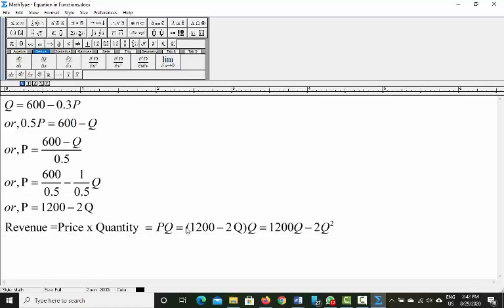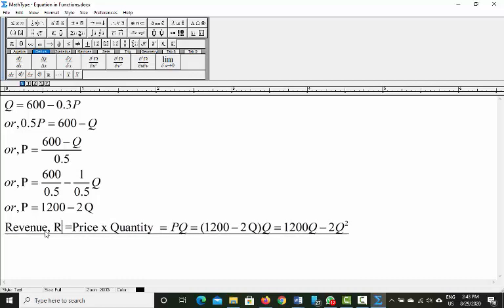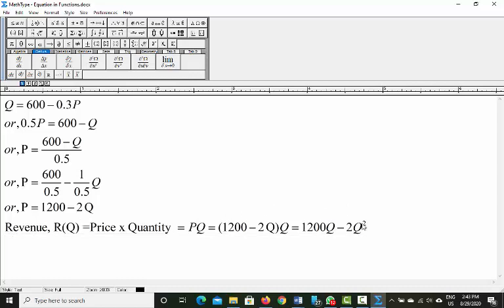So P will be replaced. As you know, the question said that only q should be there in the revenue function. So P needs to be replaced by 1200 minus 2q. This one is P and we have a q there. So if you multiply, this is the revenue function. We may name it R for revenue, and we know that q is the variable. So the revenue function R(q) is equal to this one. This is the revenue function.